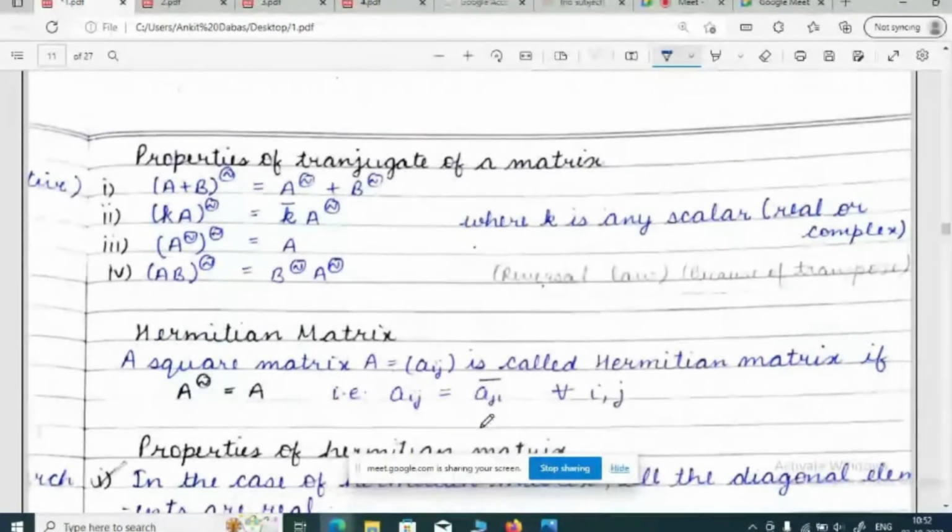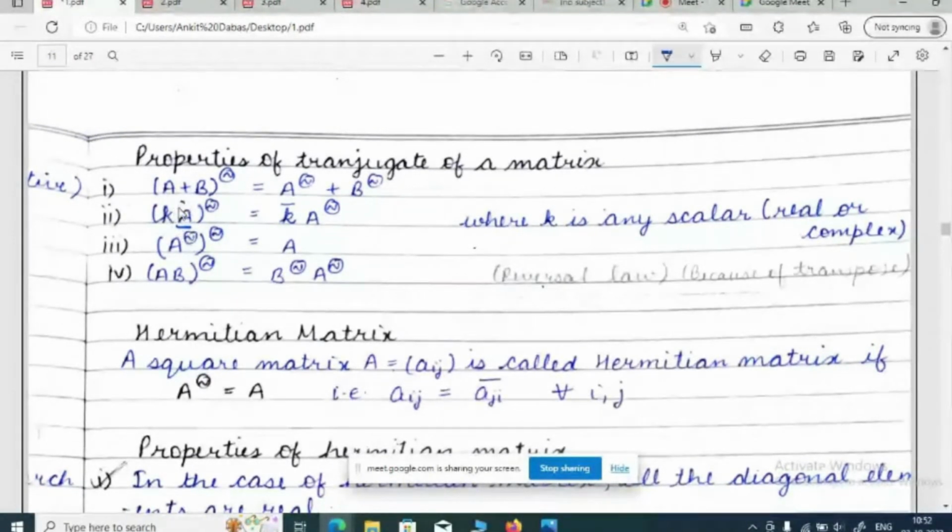These are the properties. A plus B tranjugate is equal to A tranjugate plus B tranjugate. If you are taking tranjugate of a scalar multiplied with a matrix, take the conjugate of the scalar and multiply it with the tranjugate, because you cannot take the transpose if you are taking the scalar out.